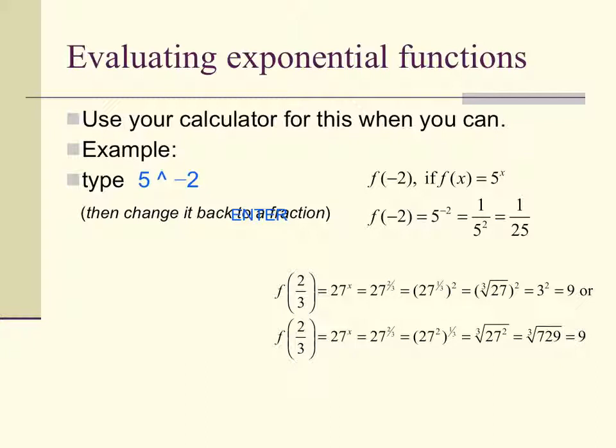Another example is 27 to the x power, and you want f of 2/3. Now, 2/3 really means that you square it and then take the cube root. 1/3 power is the cube root. So you can take the cube root of 27, which is 3, and then square it, and that's 9. Or 27 squared, which is 729, and take the cube root of that. Same thing.